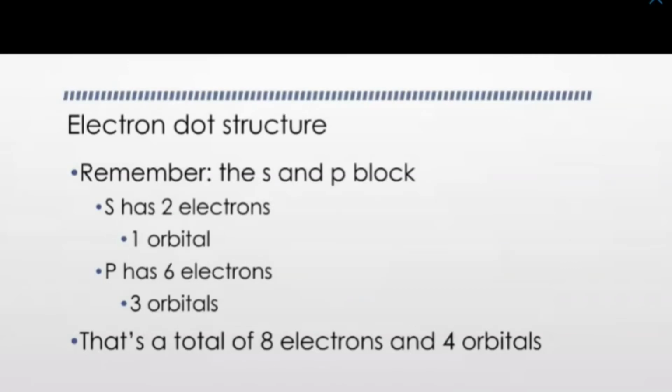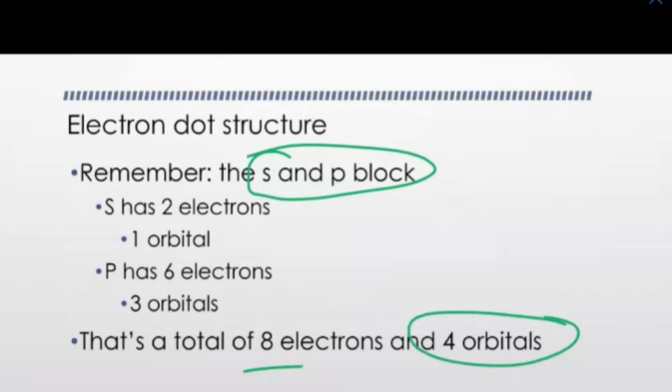So when we start looking at the blocks, and you had a video about this earlier, the S block and the P block are the representative elements. There are a total of 4 orbitals and a total of 8 electrons.